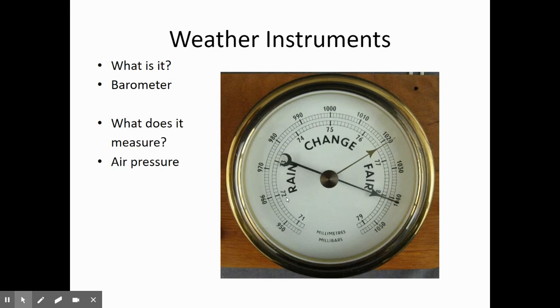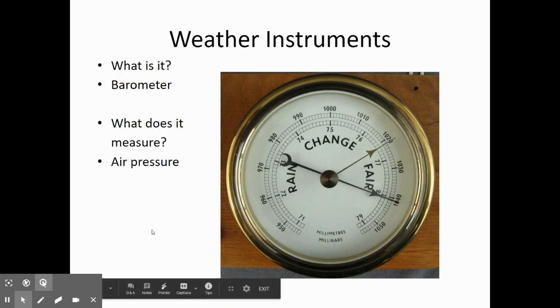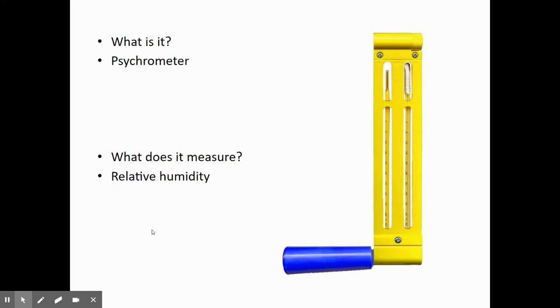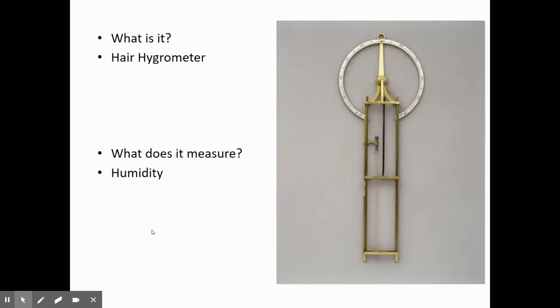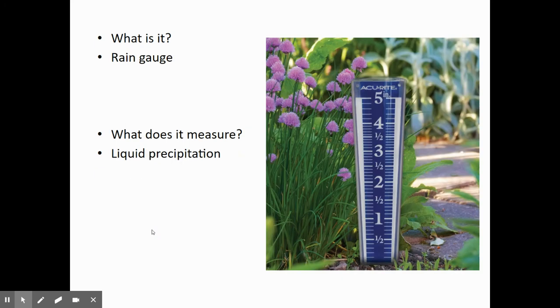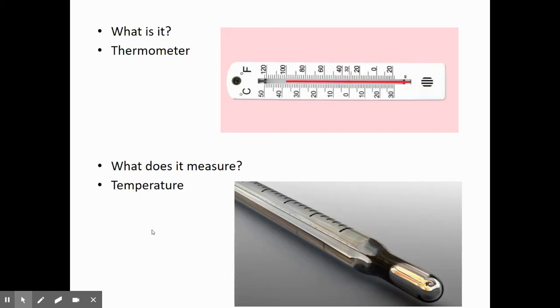Okay. There are a few weather instruments that I want to review with you that we've already gone over. Barometer measures air pressure. Psychrometer measures relative humidity. We've seen this in the dew point lecture. Hygrometer also measures humidity. Rain gauge. It's a lot of fun to have a rain gauge and see how much it's raining, but this just measures your liquid precipitation. Thermometers measure temperature.